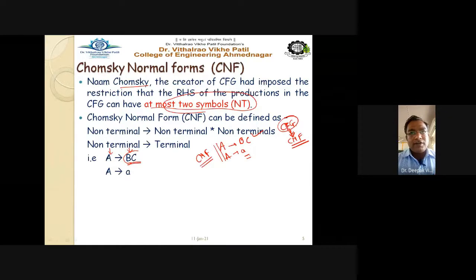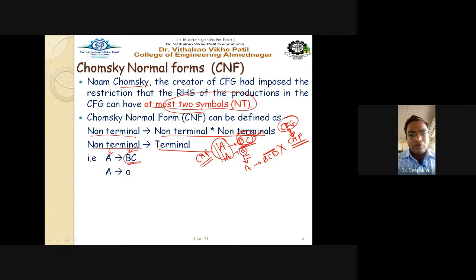The form tells us that on the right hand side of every production there must be at the most two non-terminals. So if I write A gives B, C, D, these are three non-terminals, so this is not in Chomsky normal form. Getting this point? So to have the Chomsky normal form, there must be only two non-terminals on the right hand side, or one terminal. And on the left hand side, there must be only one non-terminal.